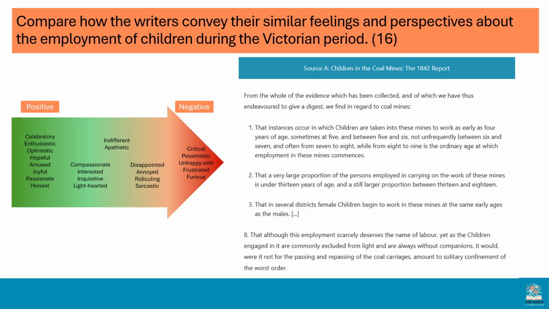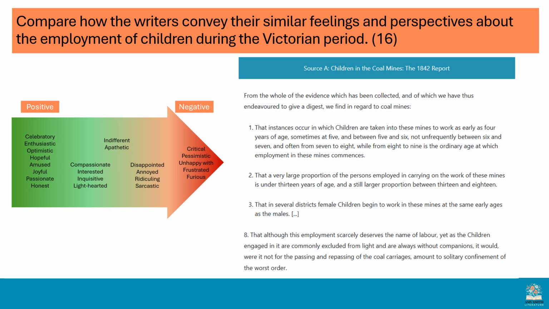Now let's start applying this to a question. So here's source A. As I said, if you go to my blog, you can see this source on there, amysmithliterature.wordpress.com. Click on English Language Paper 2 and then go to question 4 and you'll see this there. So source A is from a report from 1842. It's entitled Children in the Coal Mines, and it's a non-fiction source, so it's a real source.